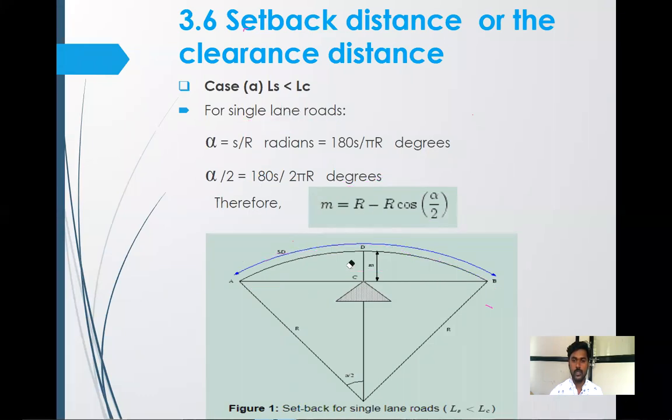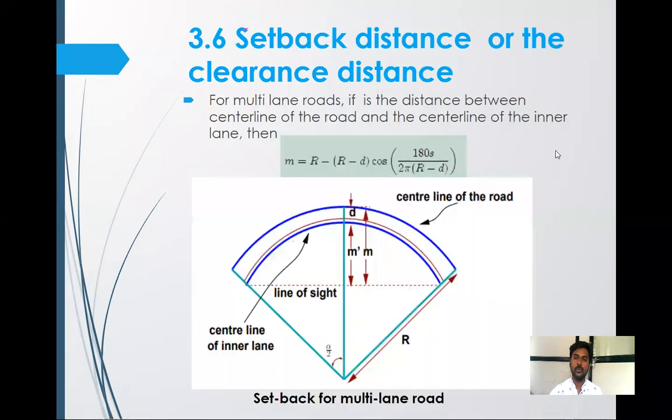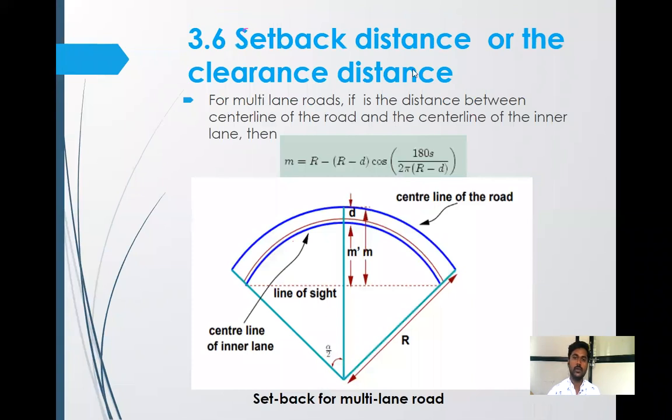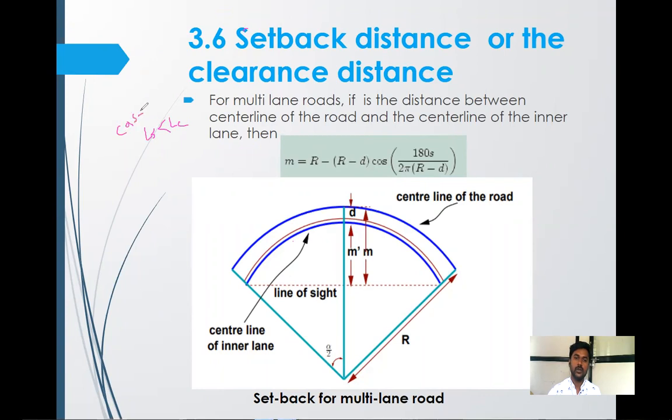Now we will see the next case. In the first case only, LS is less than LC, but the road is multi-lane. So this is the formula for that. Write down this formula also. This formula is for when LS is less than LC, that is case A, but for multi-lane roads.